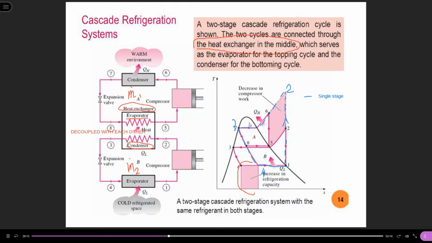For single stage, with a higher compression ratio, we can see the cooling effect, the refrigeration capacity, will be largely reduced compared with the original one, which is the two-stage Cascade refrigeration system. The cycle in blue represents single-stage compression. Compared with the single stage, we can say its advantages are as follows.